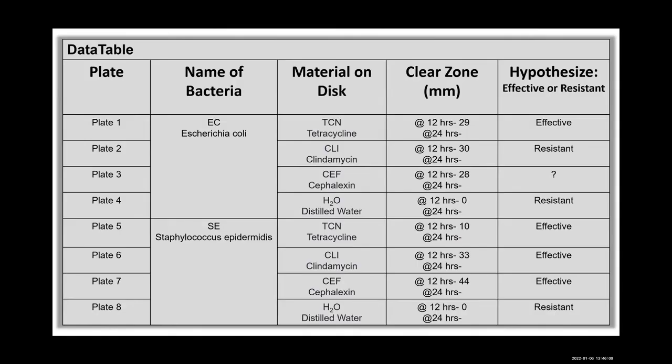So here's our data table. I took measurements around 12 hours, and I'm going to take them again at 24. So we're seeing everything that we would expect, except that we should not be seeing any clearing on the plate with E. coli and clindamycin, and we did see some clearing. And then also, it looks like we are seeing clearing on plate 3 with the cephalexin and E. coli, and we weren't sure what to expect there.